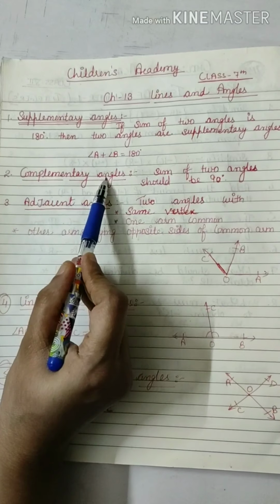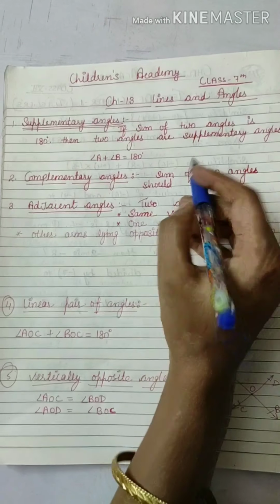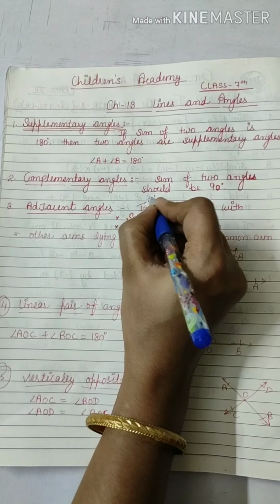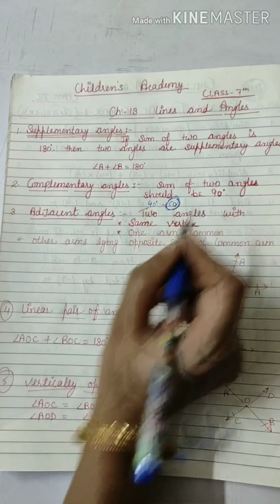Second is complementary angle. The sum of two angles should be 90 degree. If one is given 40 degree, let's say, then the other should be 50 degree as a complementary angle.